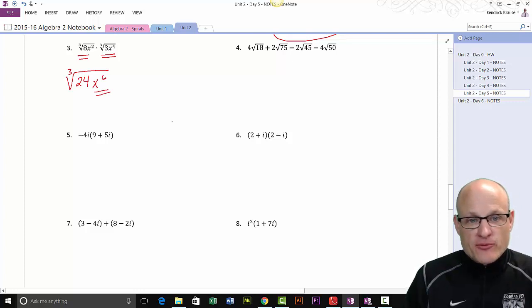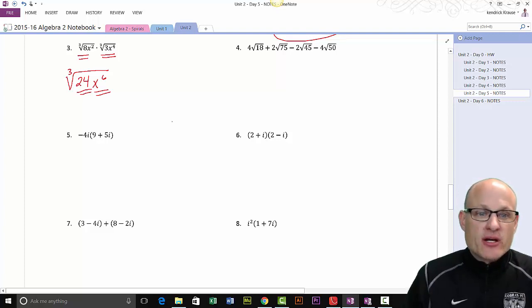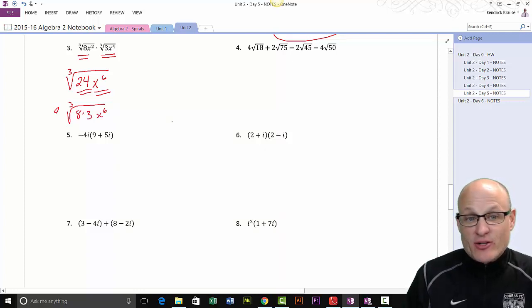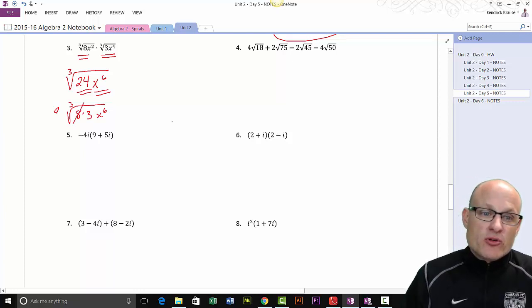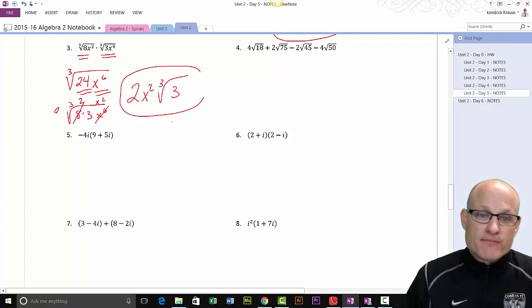Now, don't forget, we're looking for groups of 3 here and perfect cubes here. You got it, don't you? We've done a number of these. So cube root of 8 times 3, and x to the 6 is already a group of 3, two groups of 3. So cube root of 8 is 2. The cube root of x to the 6 is x squared. So I get 2x squared cube roots of whatever's left over, 3.